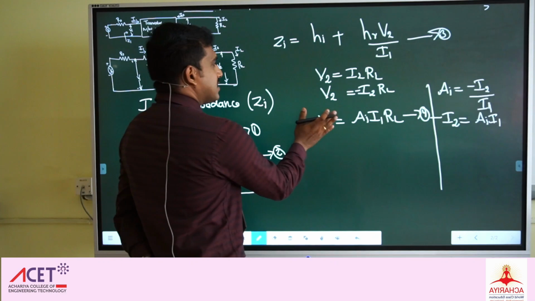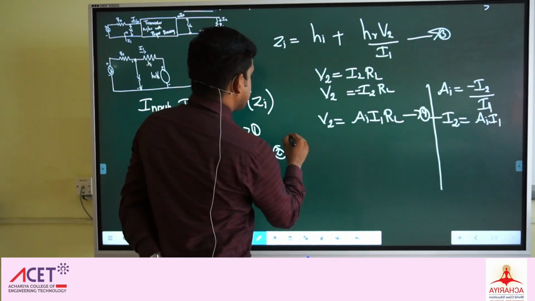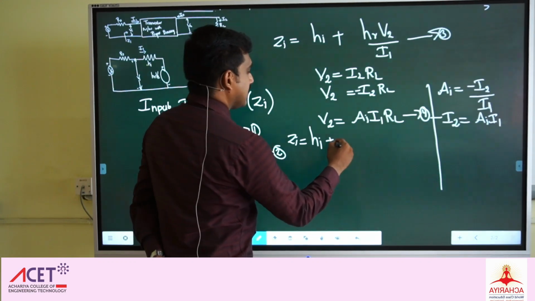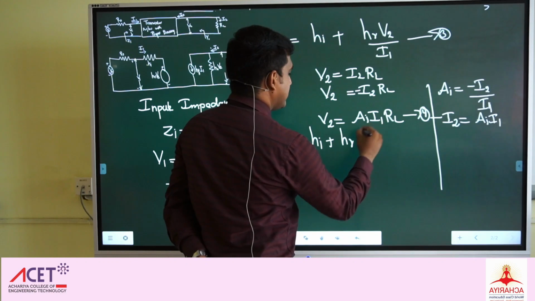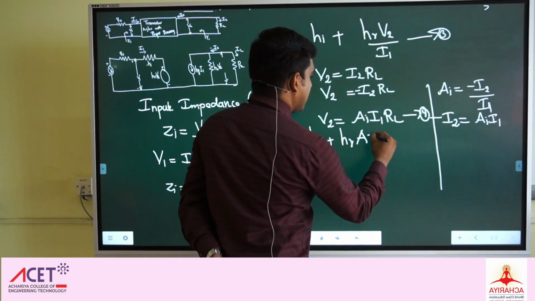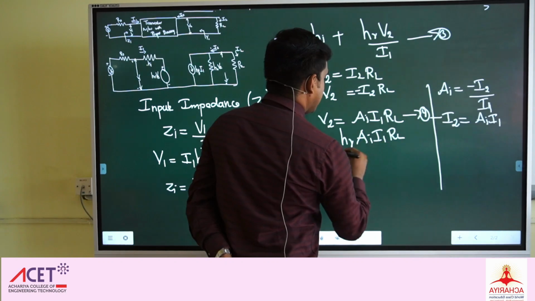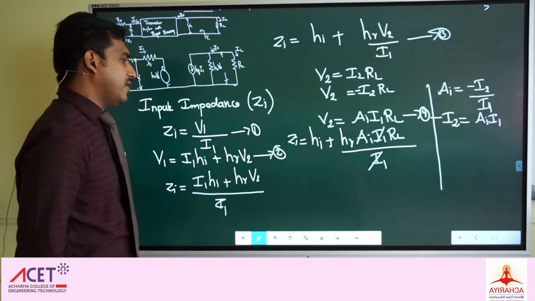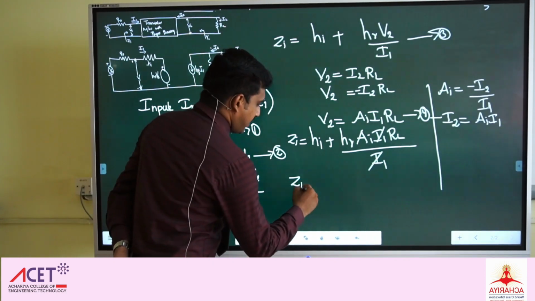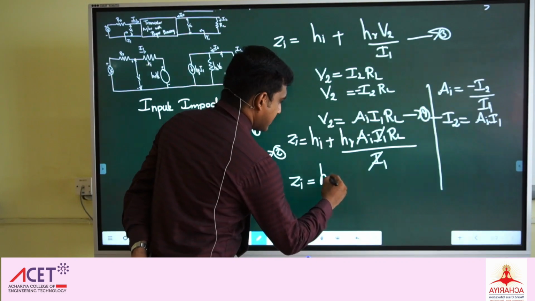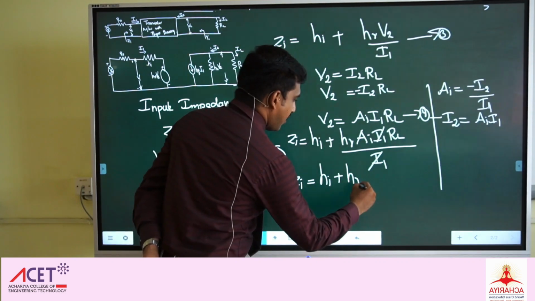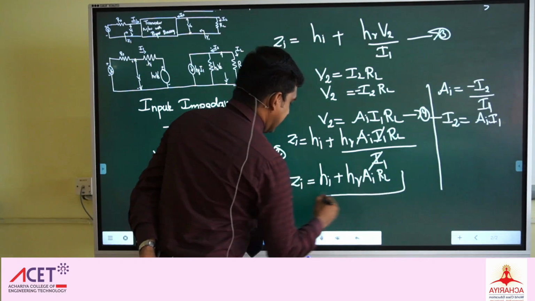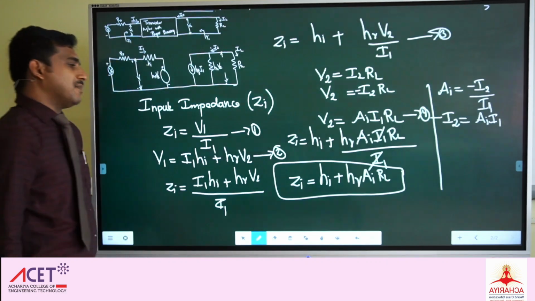Now we can substitute equation 4 in equation 3. We will get Zi is equal to HI plus HR, and instead of V2 we substitute AI I1 into RL, the whole divided by I1. Now we can cancel I1 and I1. The input impedance becomes Zi is equal to HI plus HR into AI into RL. This is the input impedance of the transistorized amplifier.